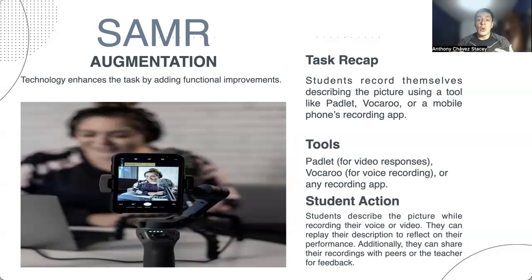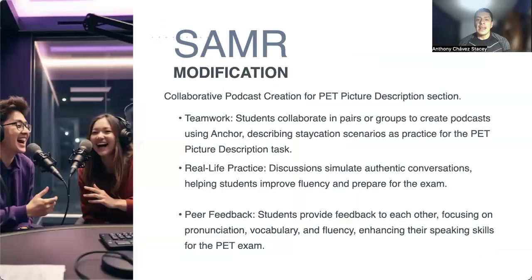In this case, how AI will enhance this section will be by providing feedback. So we'll provide formative feedback in which the student will see their flaws so they can improve. Let's continue moving a step forward. Let's remember that we're just talking about the first activity in the PET exam, which is picture description. Modification: a collaborative podcast creation for the PET description section.